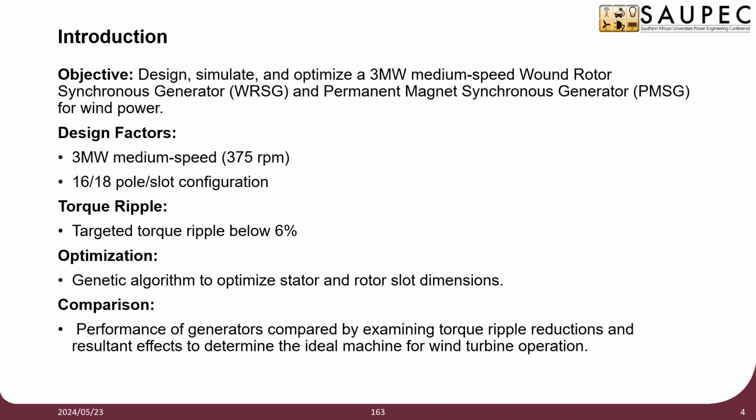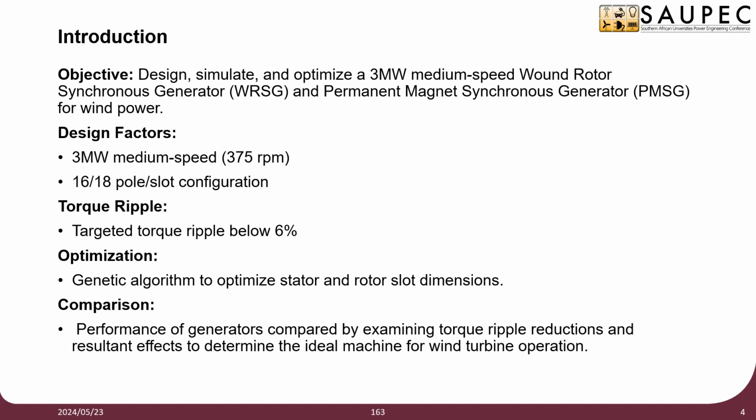Machines used as wind turbines should have a low torque ripple, so a targeted torque ripple of below 6% was selected. A low torque ripple is desired as a high torque ripple translates to vibrations in the machine, affecting its structural stability and causing excessive wear on the drivetrain components.